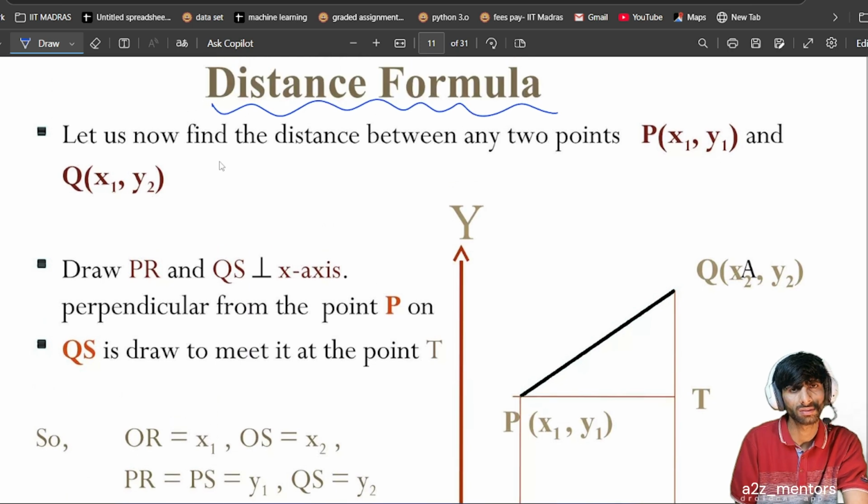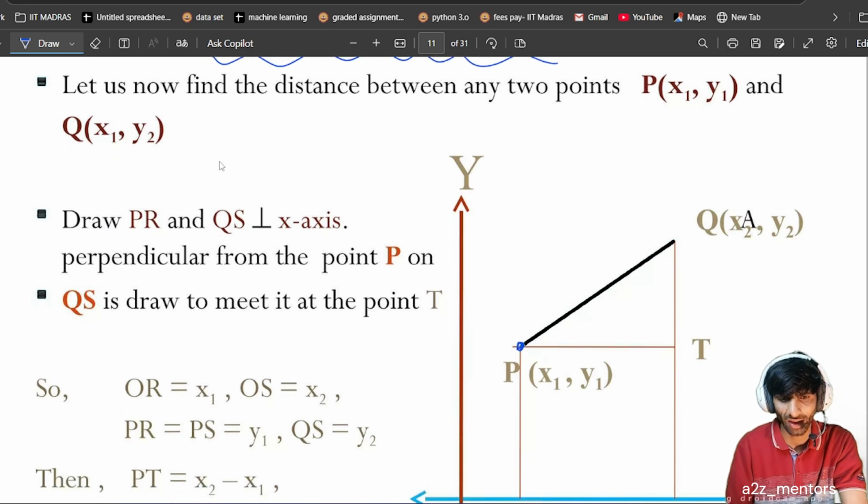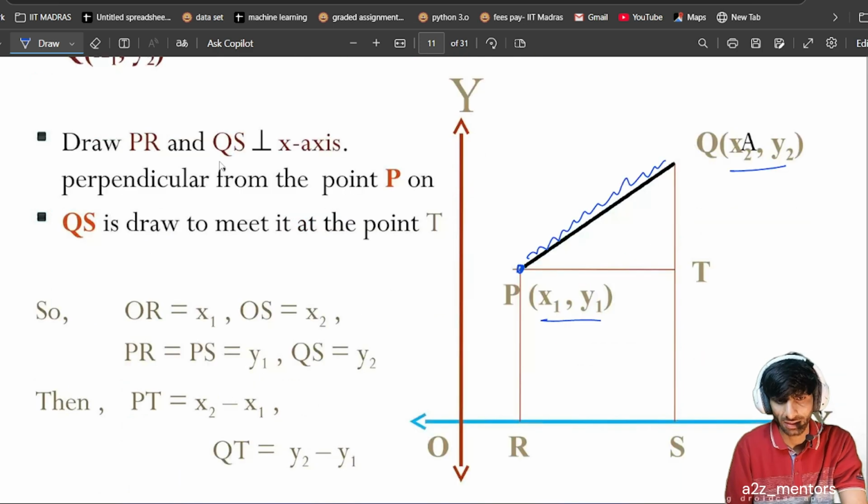You can check your NCERT, it is given there. Just like here, I put point P in a coordinate system. This is x1, y1, and point Q is at x2, y2. Now how will we calculate this distance with the help of the distance formula? If you see the distance formula, it is root under x2 minus x1 whole square plus y2 minus y1 whole square.